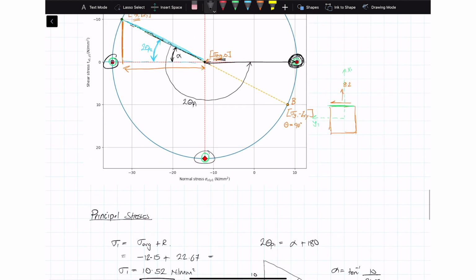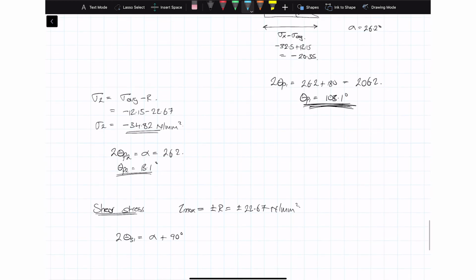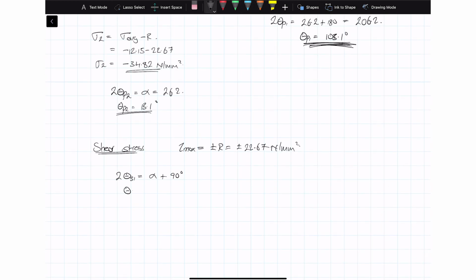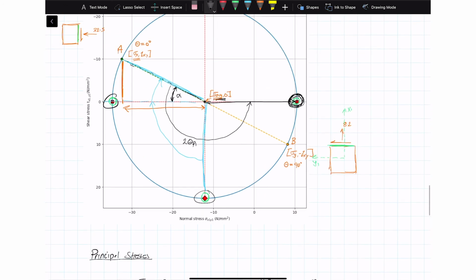How is that? Well, this time I'm going from my reference axis down to this axis, right, which is going to be 90 degrees to here and plus alpha to get me to there. So that's my 90 plus alpha, that's where that's coming from. And so we can solve for theta S1 equal to 58.1 degrees, and that means theta S2 is just add on 90 degrees to that. It's 148.1 degrees. 90 degrees on the element or 180 degrees on the circle.